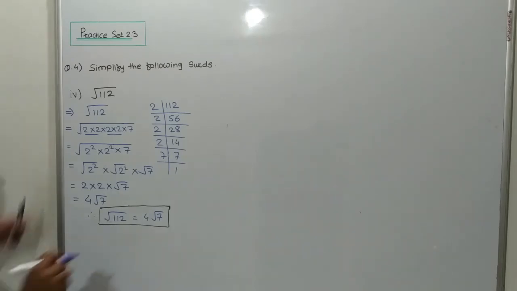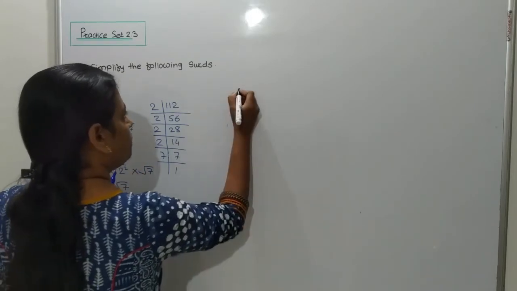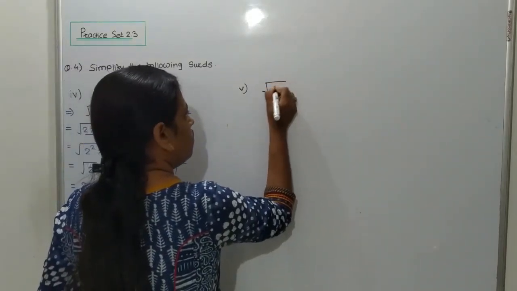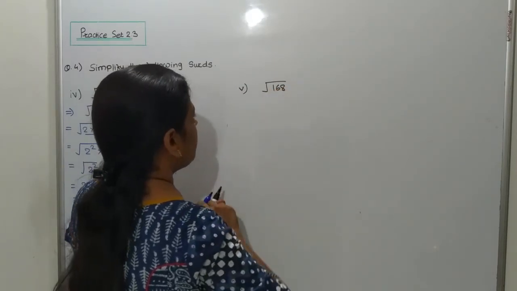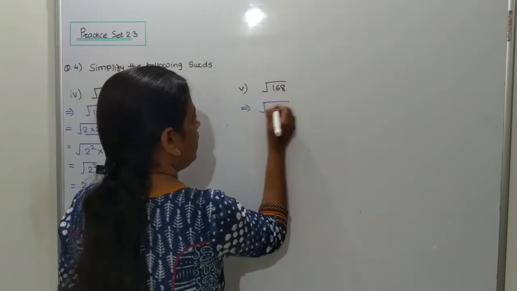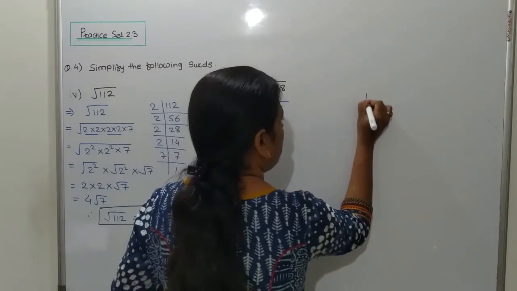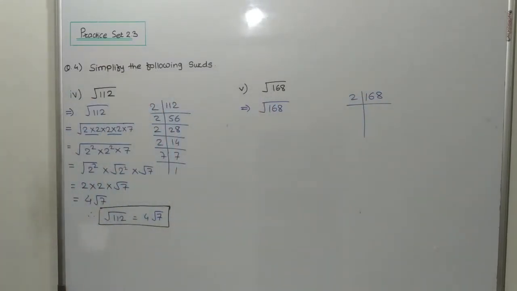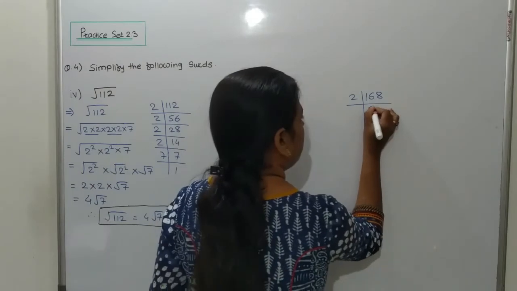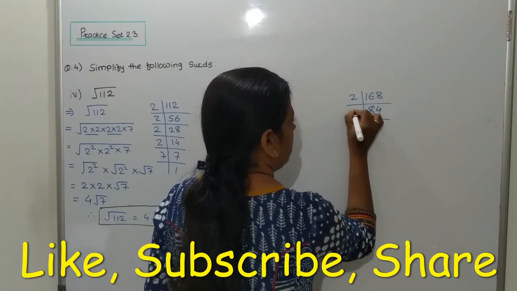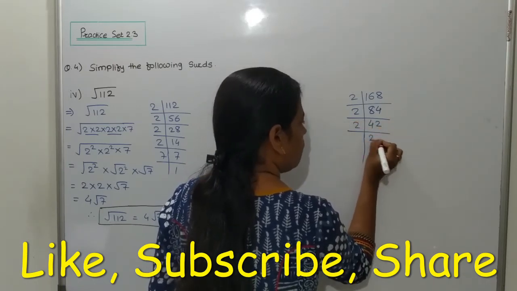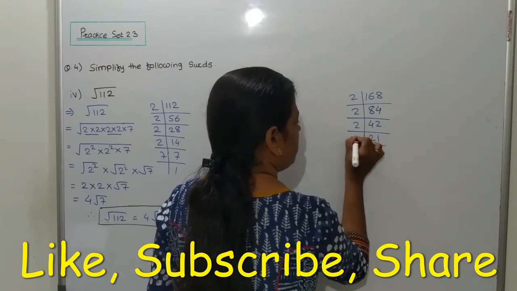Now last, the fifth number question from question number 4. That is root 168. So how to factorize? Write down the given number as it is, 168. Write down 168 here, and this number is divisible by 2. So 2 8s are 16. 2 4s are 8. Then 2 4s are 8. 2 2s are 4. Then 2 2s are 4. 2 1s are 2.